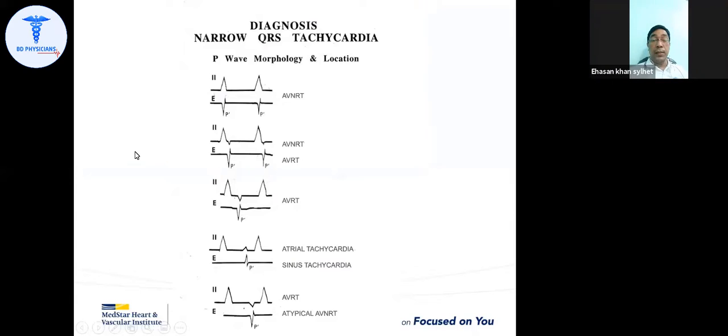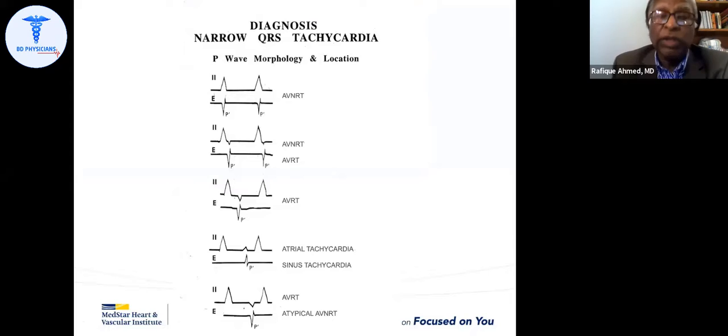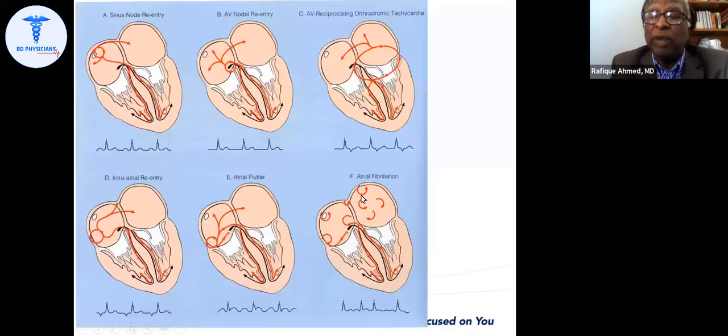Sir, a question is, why is atrial fibrillation always irregular? Oh, the question is, why is atrial fibrillation irregular? Okay. So atrial fibrillation has multiple wavelets. If you believe in the wavelet theory, there are multiple small re-entrant circuits, and all of them try to go through the AV node.